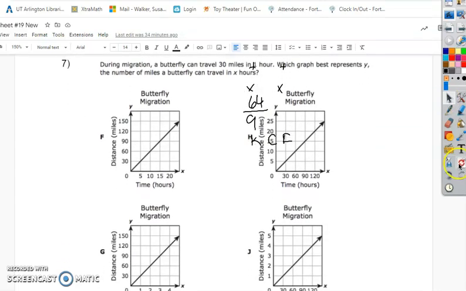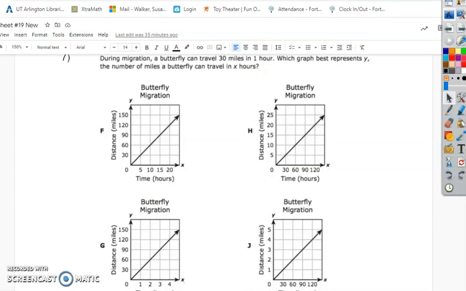So, number 7 says, during a migration, a butterfly can travel 30 miles in 1 hour. So your job is to figure out which one of these graphs would show 30 miles in 1 hour. You need to make sure you're looking at the time. Like here is time, that would be an hour. If it says 30 miles in 1 hour, notice here, this isn't 1 hour, this is 5 hours. At 5 hours, it shows 30, so that one's not right. You have to figure out which graph shows 30 miles in 1 hour. Make sure you always look at those labels on the graph when you're doing this, okay?